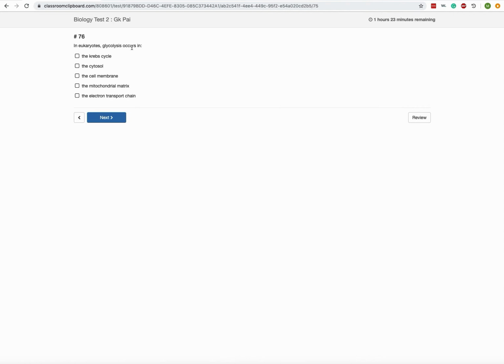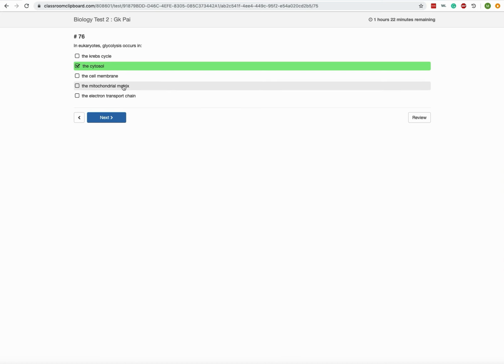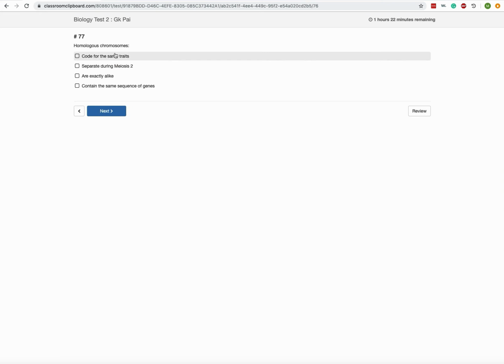In eukaryotes, glycolysis occurs in the cytosol. Remember, the Krebs cycle occurs in the mitochondrial matrix. Homologous chromosomes, well, they are not exactly the same, but they do code for the same traits. And they don't separate during meiosis 2, they separate during meiosis 1.